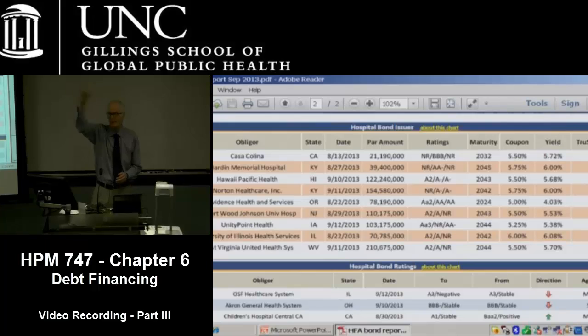Interest rates have gone up. The market's paying 6% on a bond of that duration and that risk. The coupon yield is only 5.75%. So the price of Norton has got to be selling below $1,000.